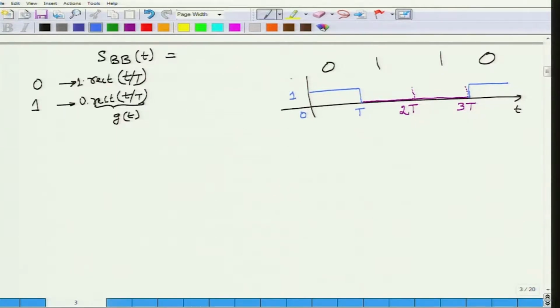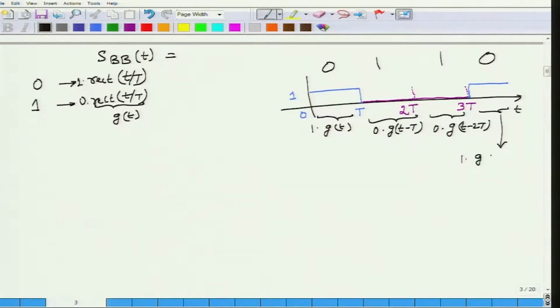So what you have is essentially this signal g of t, and what about this signal? This signal will be 0 into g of t minus T. Would that make sense? Yes, because g of t minus T corresponds to a signal which has been shifted in time by T seconds. And what about this third symbol? That would be 0 into g of t minus 2T, and finally the fourth symbol is 1 into g of t minus 3T.